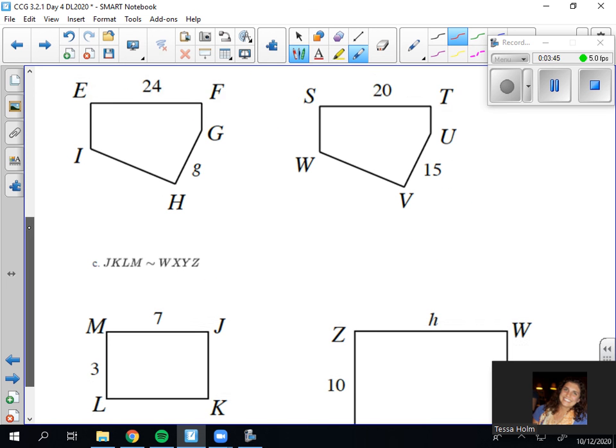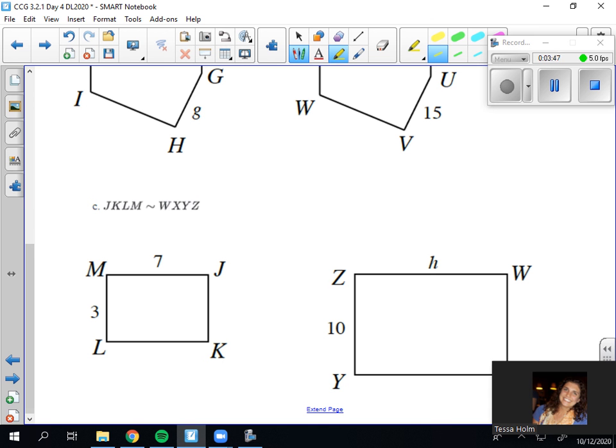Okay, letter C is the last one. I'm going to figure out my corresponding sides. So ML or LM corresponds to YZ. All right, so those two correspond. And JM corresponds to WZ because they're in the same place.